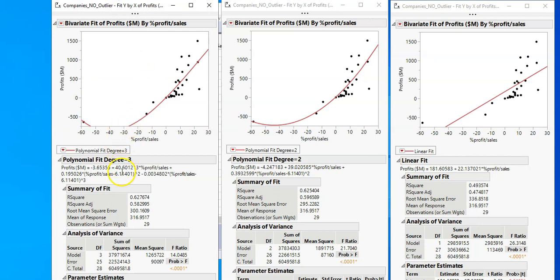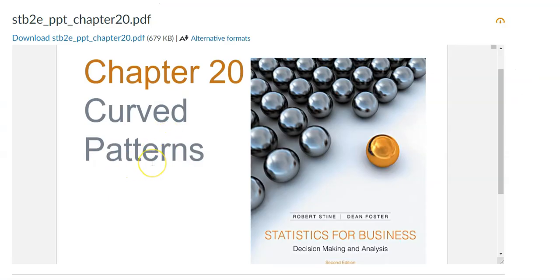So do I want more complexity while I have the same R-square? The answer is no, I don't want that, because it's not that accurate. The quadratic is giving me a better model, better calculation, and better accuracy, right? So, okay, after that example, we'll talk about the topic of curve patterns in chapter 20.